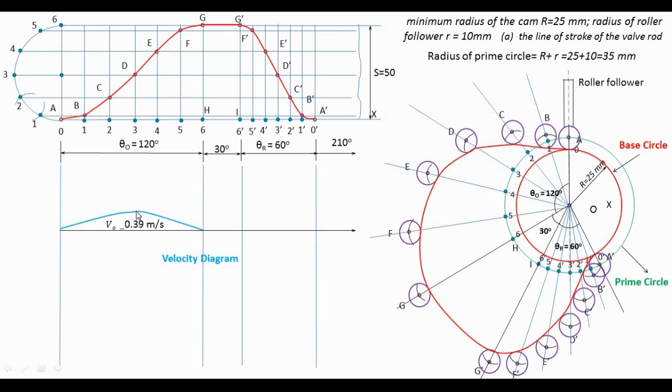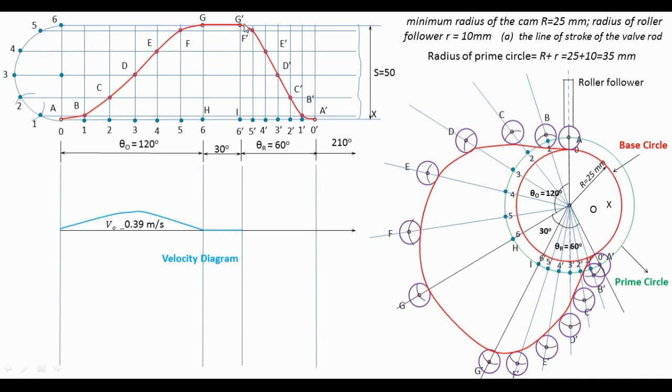Here you can see that at point 3 the velocity is maximum, and at point 0 the velocity is 0. At point 6 the follower will be at rest, so the velocity will again be 0 because the displacement is 0. From this period to this period the velocity will be 0 because the follower will not move. This is the period G to G', during which the follower is at the topmost position but stationary. This is the dwell period, during which the velocity will be 0.